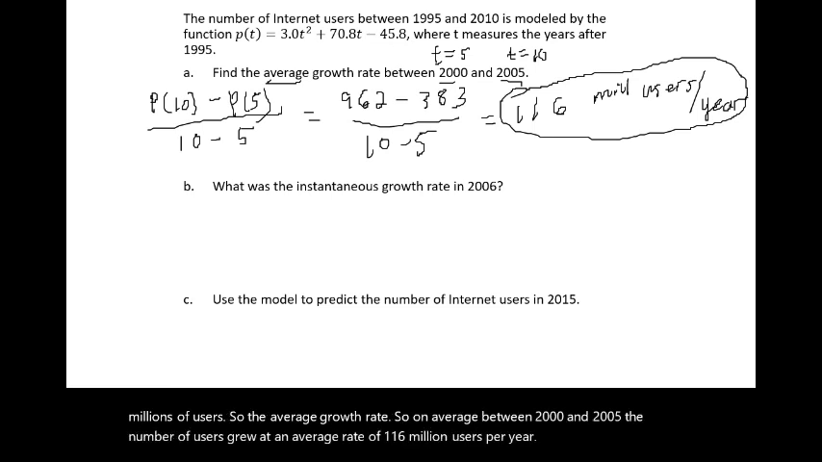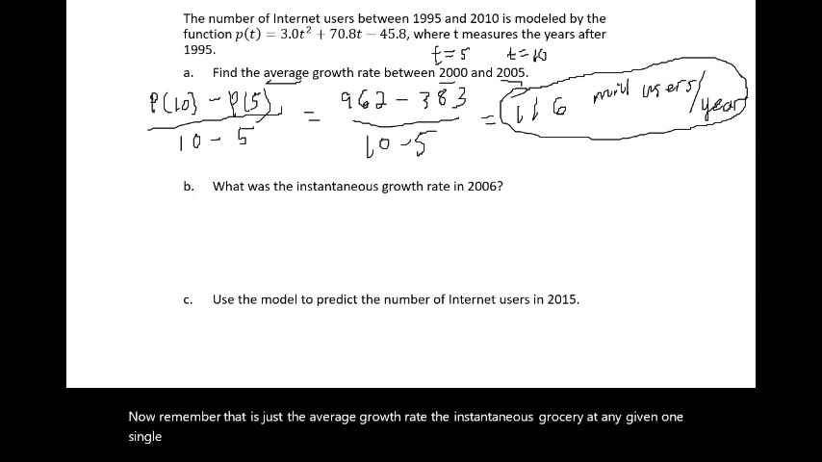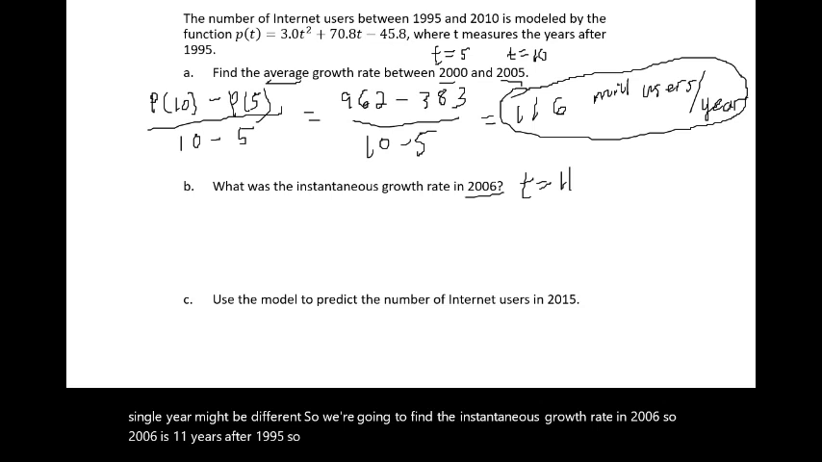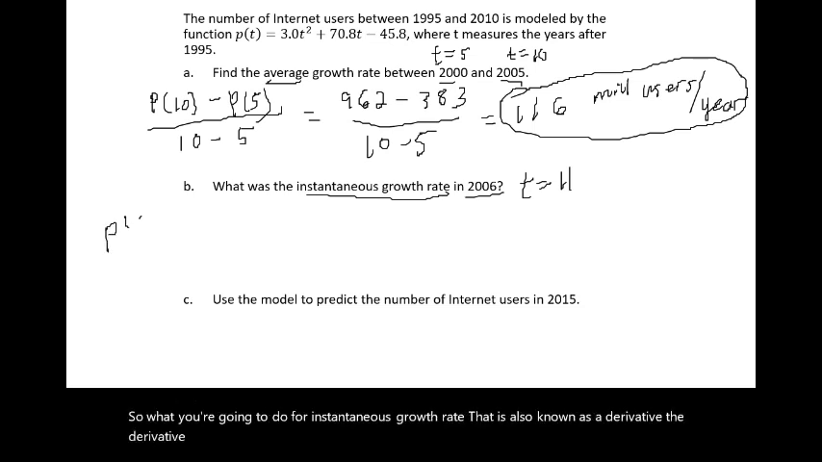Now remember, that is just the average growth rate. The instantaneous growth rate at any given single year might be different. So we're going to find the instantaneous growth rate in 2006. 2006 is 11 years after 1995, so t equals 11. For instantaneous growth rate, that is also known as a derivative. The derivative is an instantaneous rate of change. So if you take the first derivative and evaluate it at 11, you are going to get the instantaneous growth rate in the year 2006.